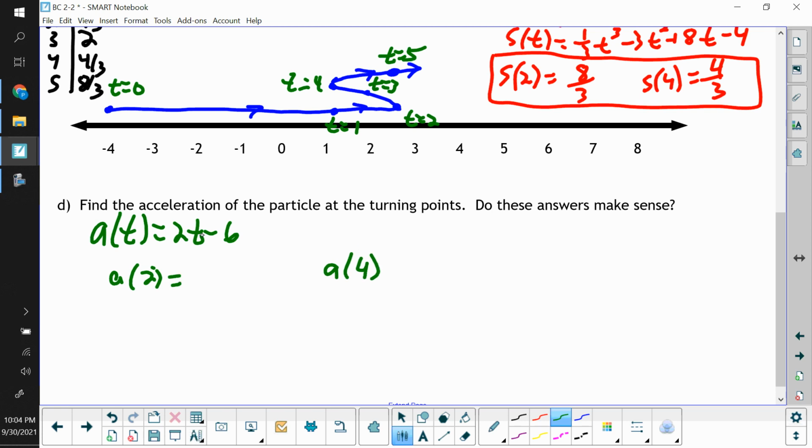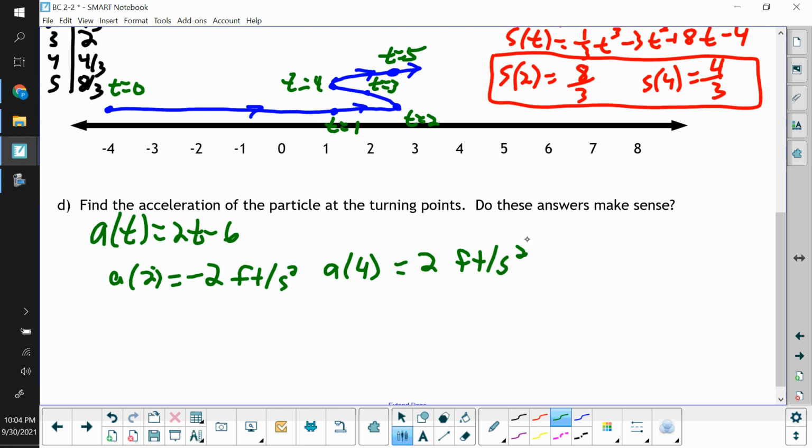So if we sub in 2, 2 times 2 is 4, minus 6 is negative 2. And our units on that would be feet per second squared. If we sub in 4, 2 times 4 is 8. 8 minus 6 is positive 2 feet per second squared.